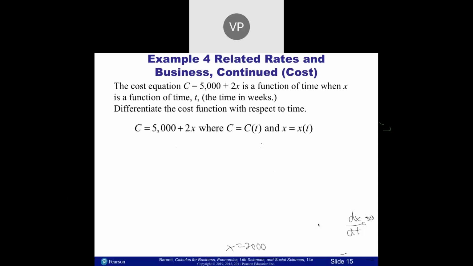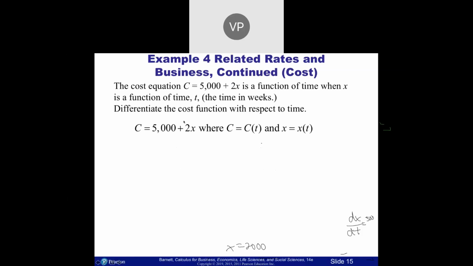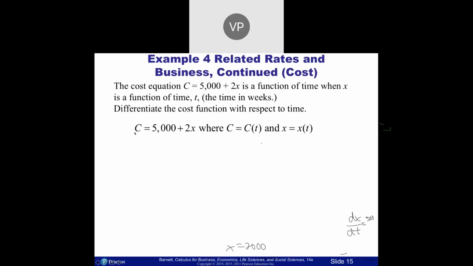So in my equation here, we have 5,000 plus 2x for the cost. This one they gave us. So we want, I'm sorry, the question was find the rate of increase in the cost. So rate of increase in cost. They didn't say find the cost. They said find the rate of increase in the cost. That tells you I need a d something, dc dt. Well, all of these scream, go find the derivative. So I'm going to take this equation and take the derivative with respect to t.